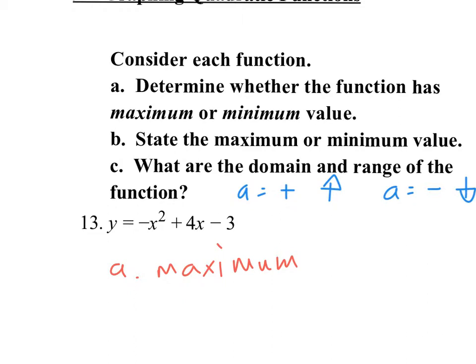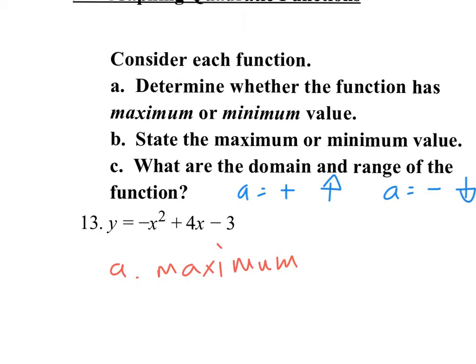Okay. Now, the next thing to do is to state what the maximum or minimum value is. How do I find that? What did I say the value always was? It's the y value of the vertex.